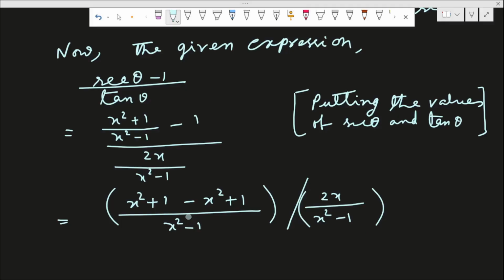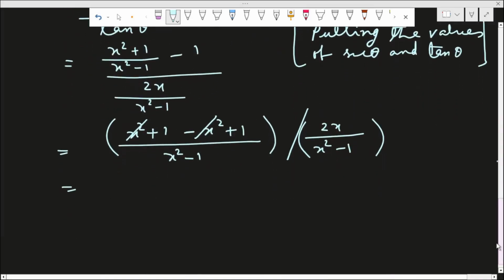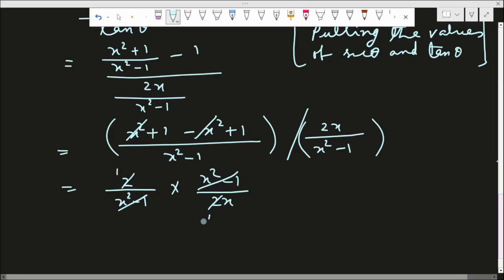So minus x square plus x square will get cancelled out. By x square minus 1, in x square minus 1 by 2, cancelled out. Our final answer is 1 by x.